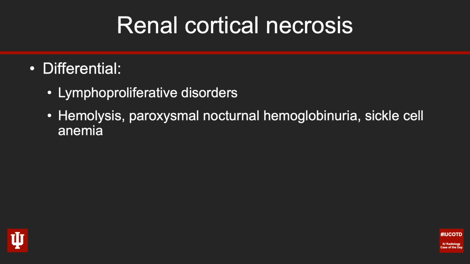As for the differential, lymphoproliferative disorders such as leukemia and lymphoma may manifest as hypoattenuating or low signal areas infiltrating the kidneys, but the distinct signs and clinical features of renal cortical necrosis make differentiating the two possible. Hemolysis secondary to paroxysmal nocturnal hemoglobinuria, sickle cell anemia, and mechanical hemolysis, such as from leaky heart valves, can cause hemosiderin deposition in the cortex, which causes markedly low signal on MRI, but not so much low attenuation on CT.